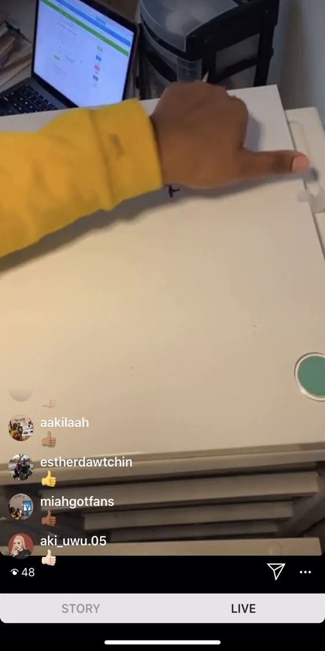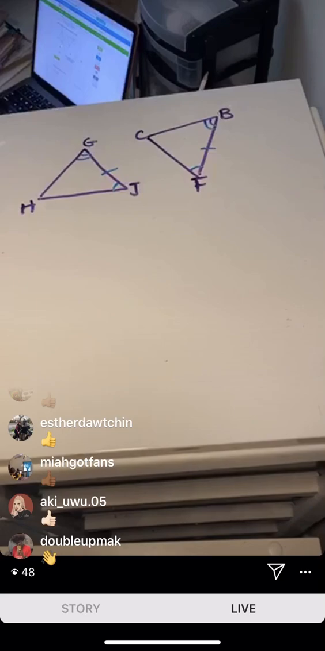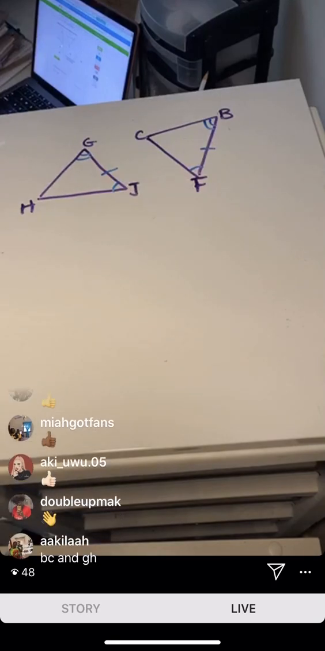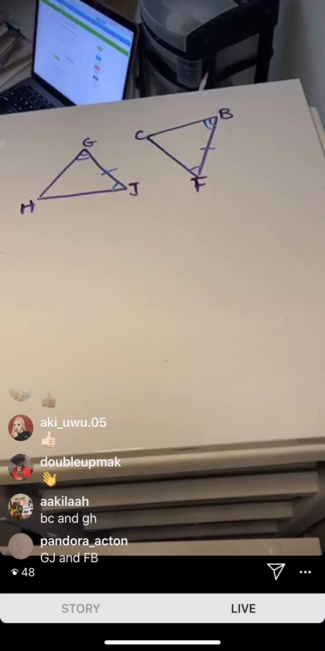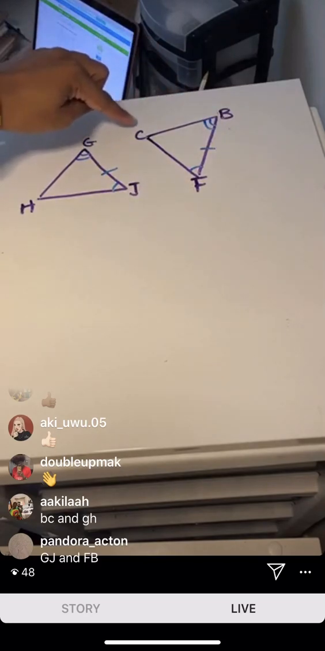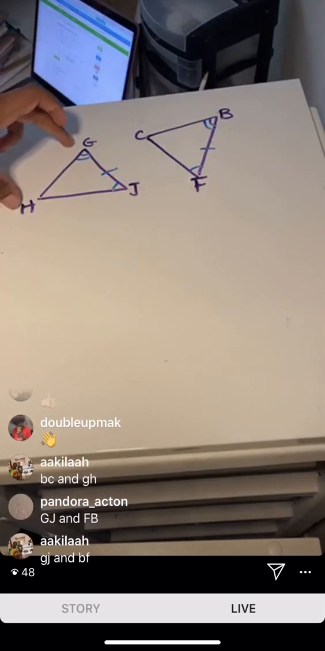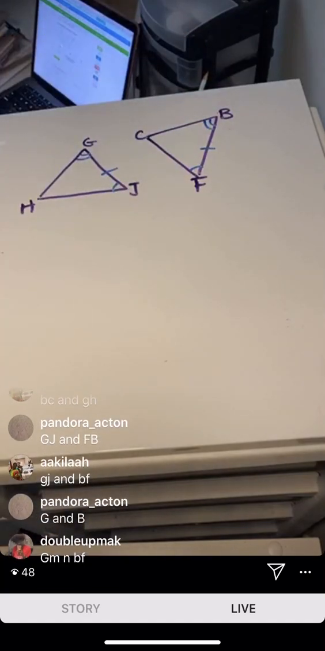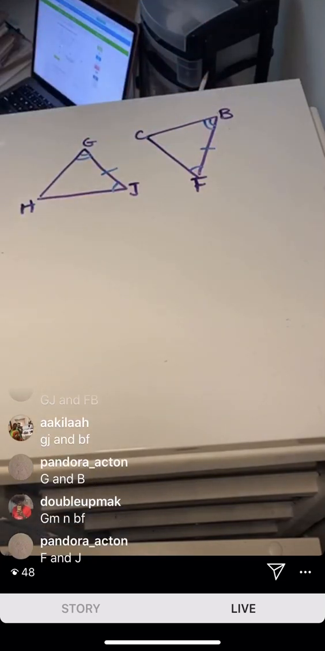Okay. So we got two triangles. In the comments, help me out. What do we have congruent? We're looking for three pairs of things. Akila, you said BC and GH. We don't know that those are congruent. They don't have any tick marks on it. JG and FB, yes, we know that those are congruent.